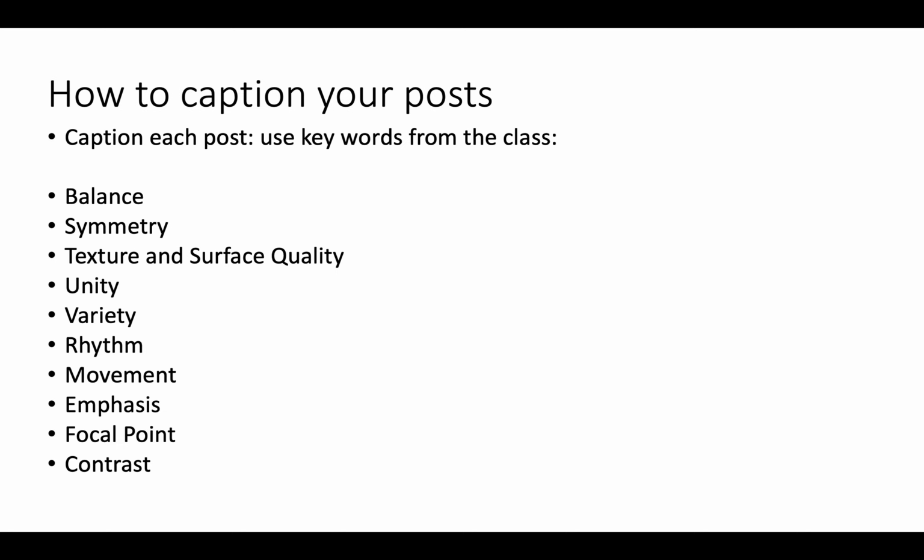I want you to caption your posts, and I want you to use keywords that we've been using from the class. So balance, symmetry, texture and surface quality, unity, variety, rhythm, movement, emphasis, focal point, contrast. You can talk about color as well, but I really want you to be using these words as you're captioning your Instagram posts.